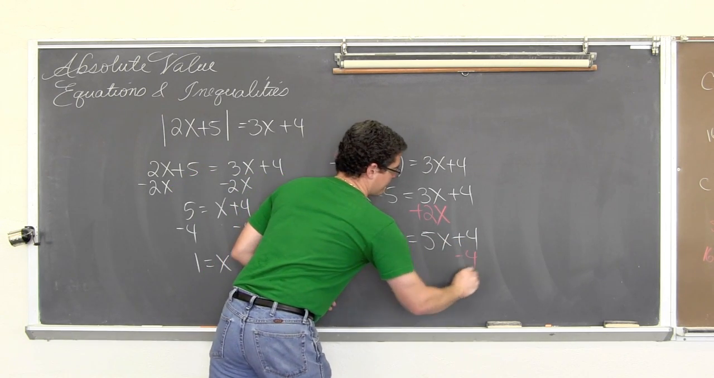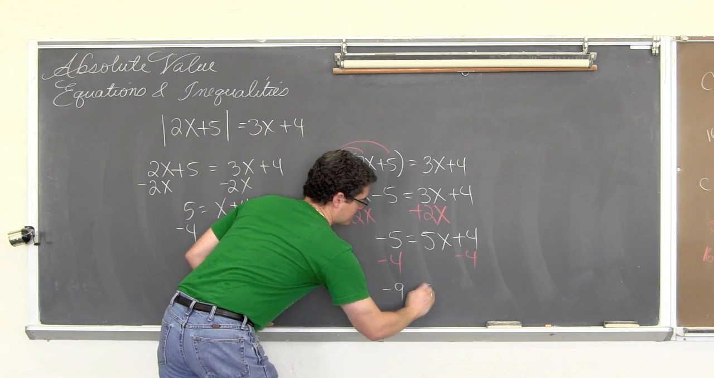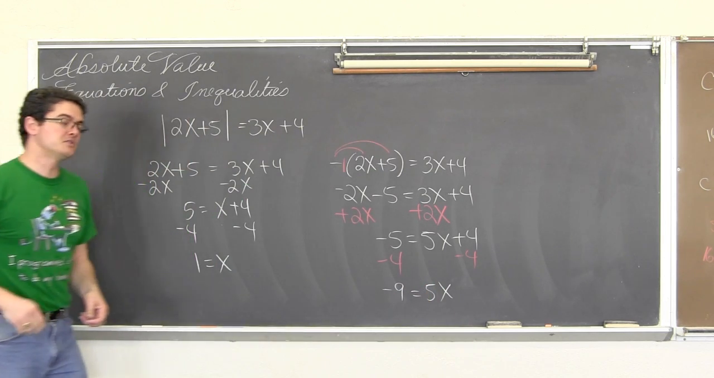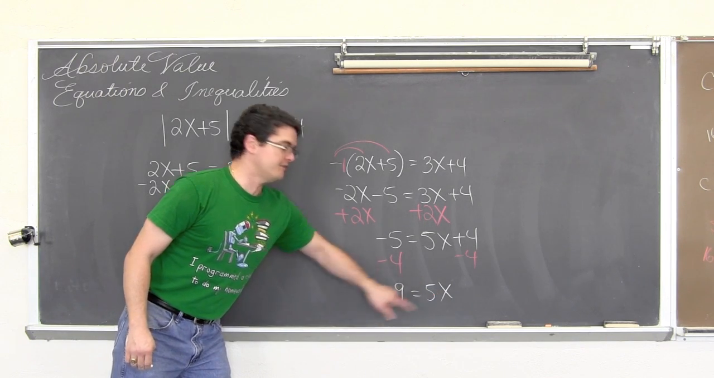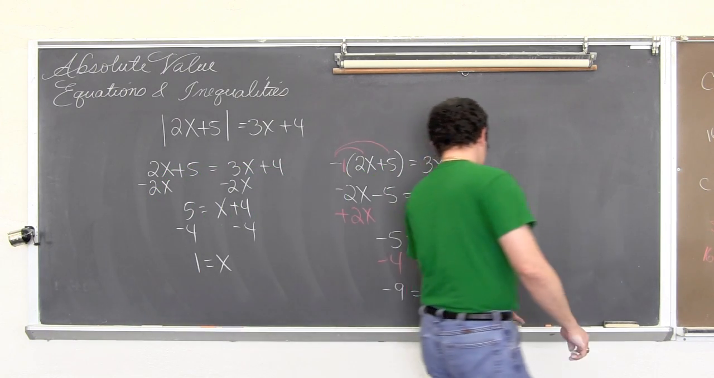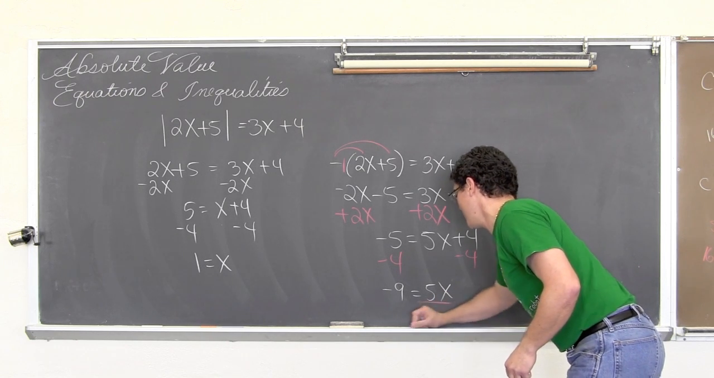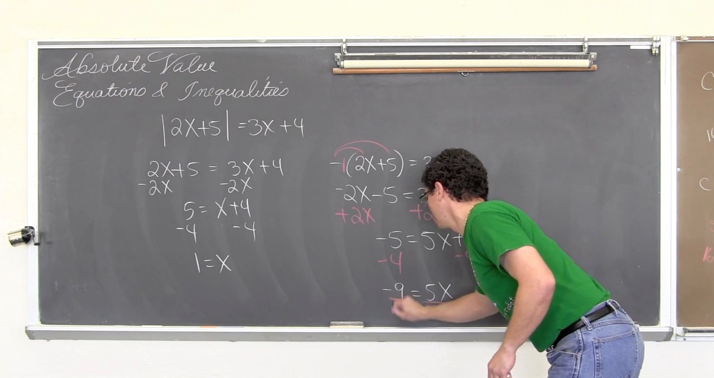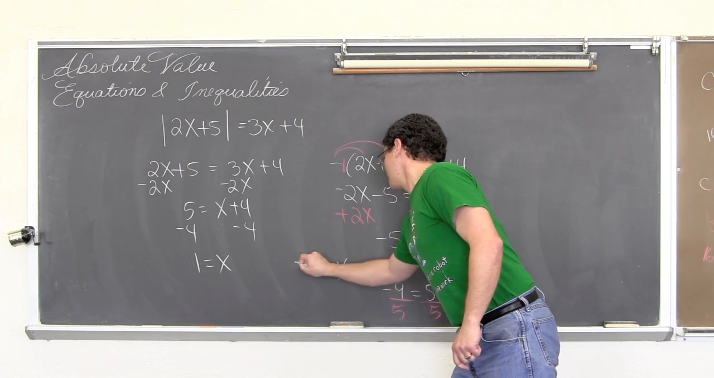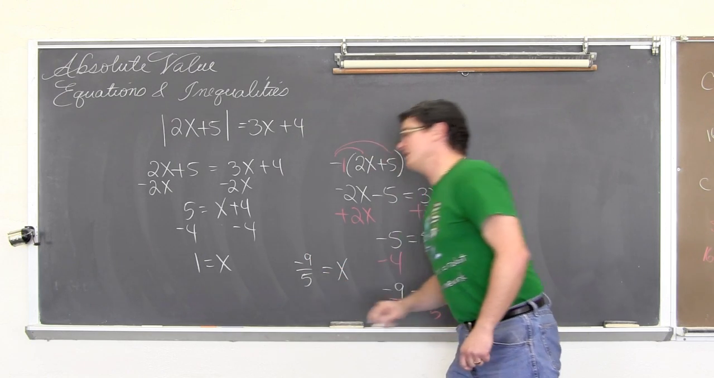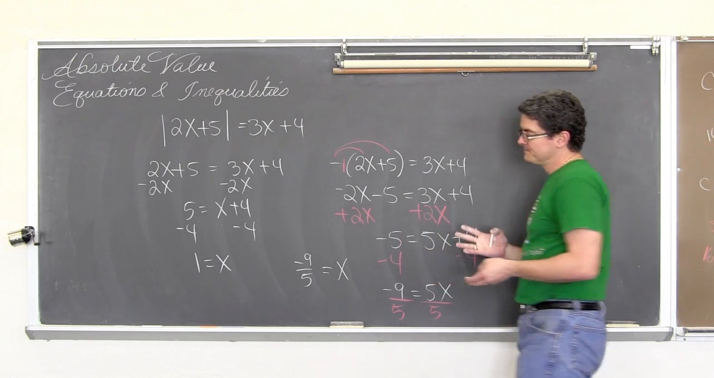Subtract both sides by 4. Get negative 9 equals 5x. Undo this multiplication of 5 by dividing both sides by 5. Again, doing that opposite math operation whenever you're trying to get away from the variable. And we get another solution of x equals negative 9/5. So all the algebra is good.